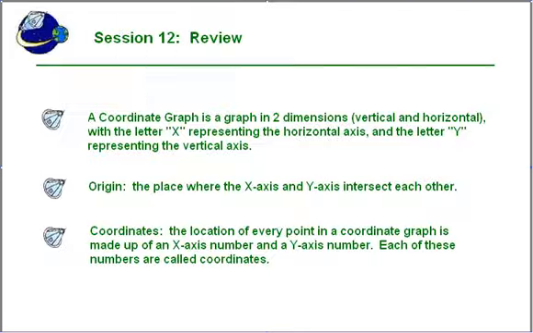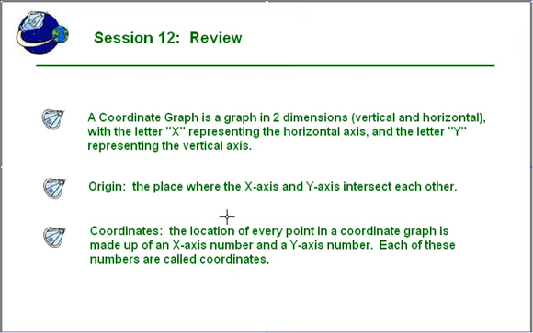Okay, on our review here, a coordinate graph is a graph that goes in 2 dimensions. One dimension goes vertically, the other goes horizontally. Vertical being up and down, horizontal being going across your page. The letter X represents the horizontal axis and the letter Y represents the vertical axis. Origin, the place where the x-axis and y-axis intersect each other. And then lastly, your coordinates. The location of every point in a coordinate graph is made up of an x-axis number and a y-axis number. Each of these numbers are called coordinates.